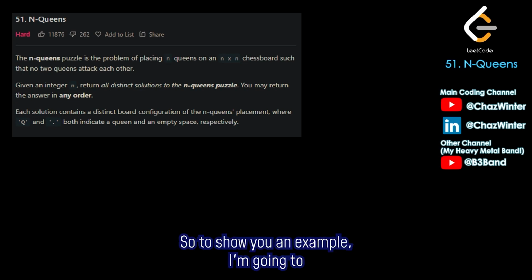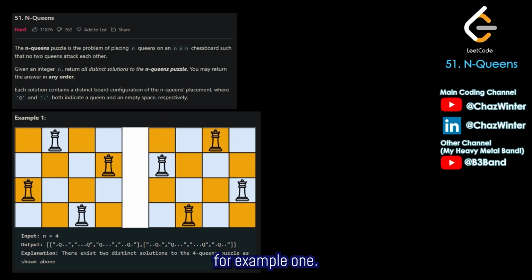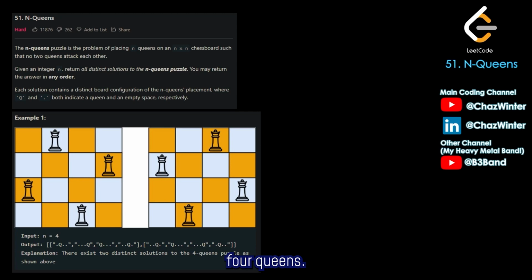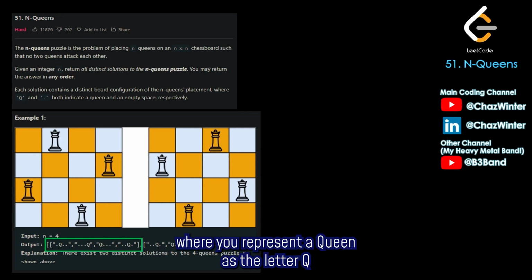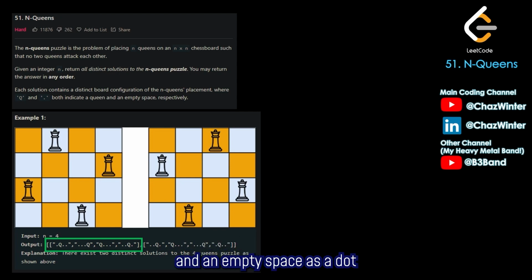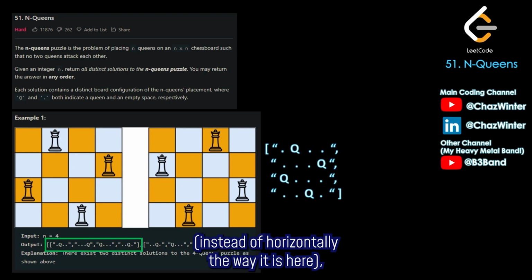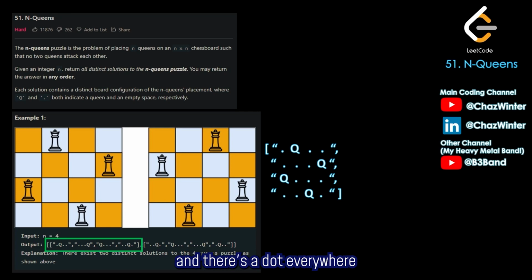So to show you an example, I'm going to look at the image here for example 1. So this is the case where n equals 4. So we have a 4 by 4 chessboard and we're placing 4 queens. As it turns out, there are 2 distinct solutions. And they're asking us to return this solution in the form of a list of strings where you represent a queen as the letter Q and an empty space as a dot or a period. If you look at this list of strings here, if I lay it out vertically, instead of horizontally the way it is here, you could see that the layout is exactly the same as what you see in the picture. There are Qs in my list wherever there's a picture of a queen, and there's a dot everywhere that you see an empty space.